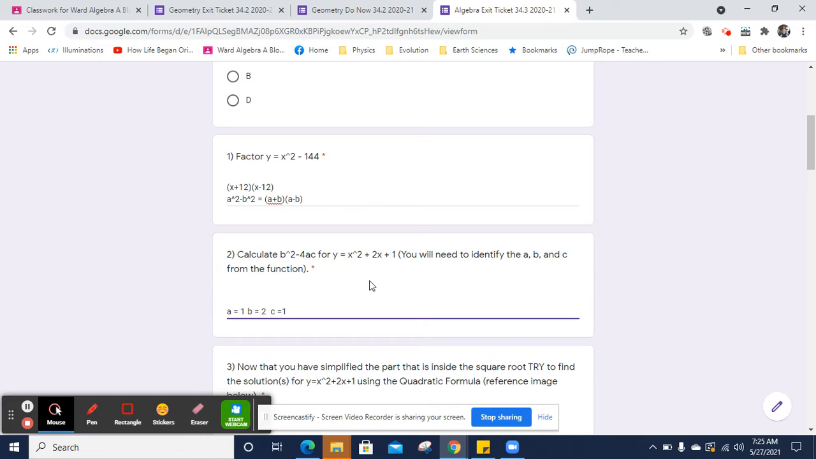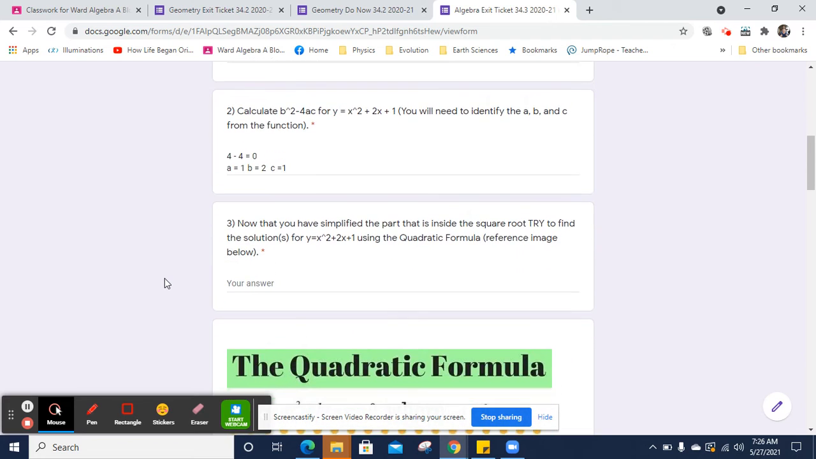So b squared minus 4ac. All right, so b is 2, a is 1, and c is 1. So that just becomes a 4, and that's a 4. And so b squared minus 4ac is 0. Okay, so we're going to be getting the square root of 0.